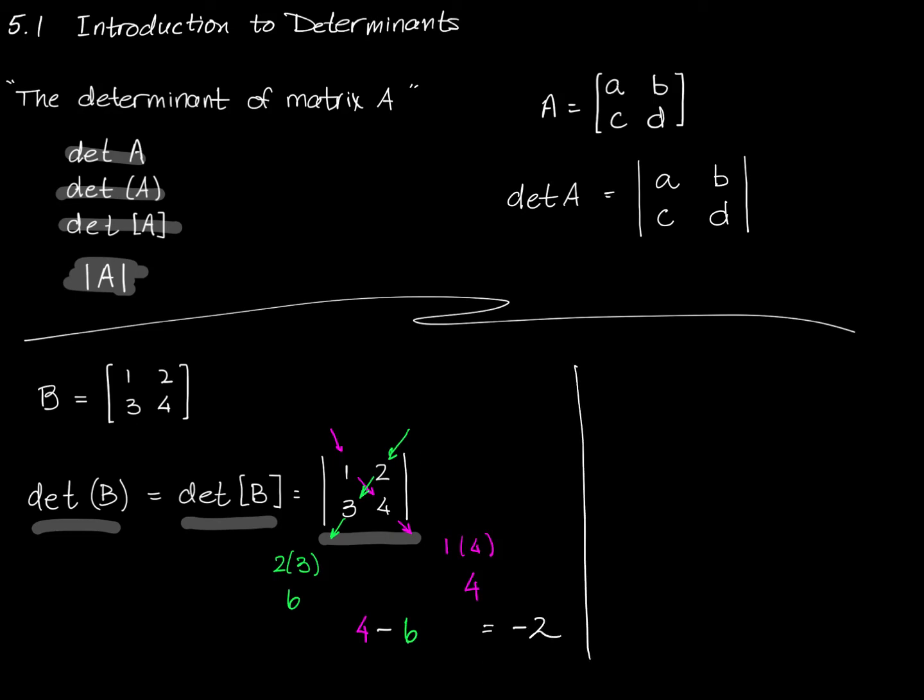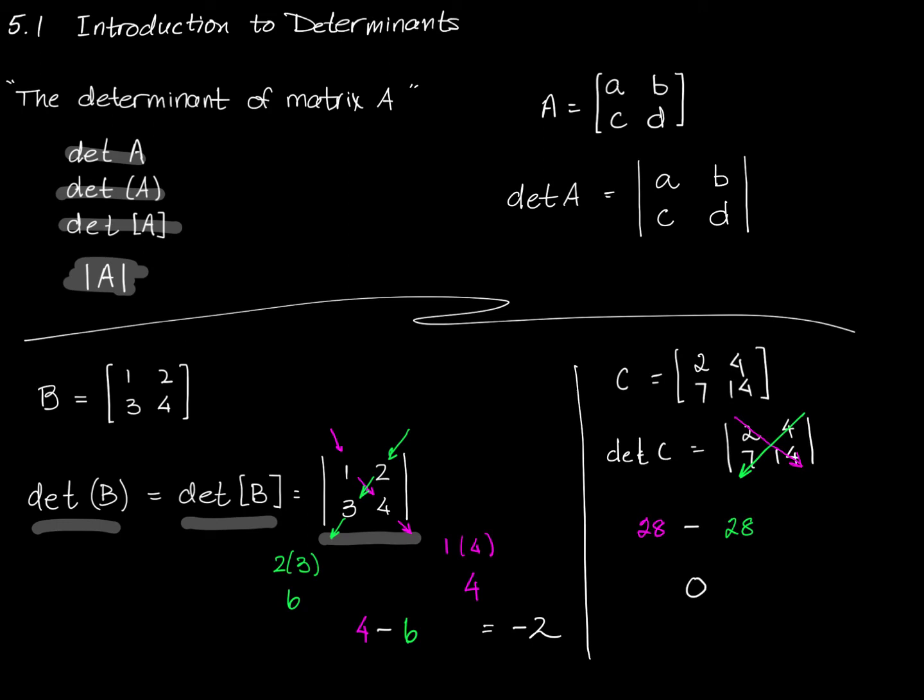Okay, I'd like to do another one for you. Let's take matrix C, and let's go 2, 4, 7, 14. And so the determinant of C is the same entries, 2, 4, 7, and 14, but with vertical bars. And to compute this determinant, I'm going to multiply these two numbers. That gives me 28. I'm going to multiply these two numbers. That gives me 28. And I'm going to subtract them. So the determinant here is 0.